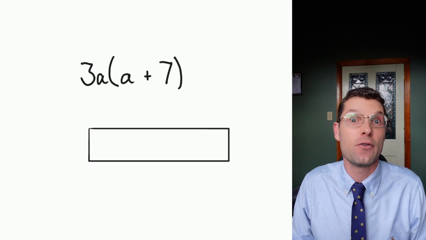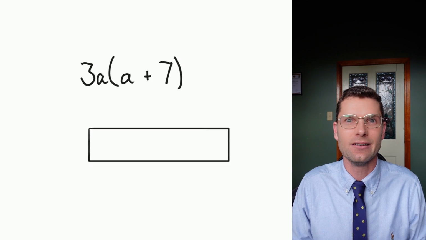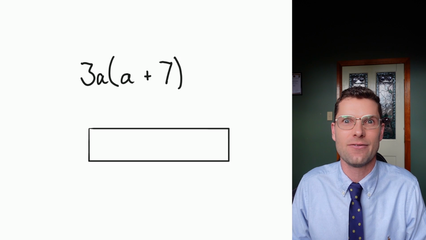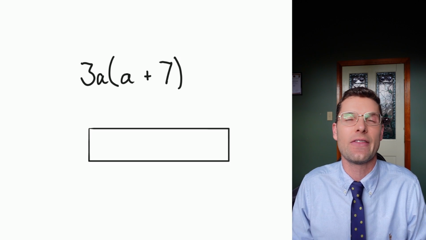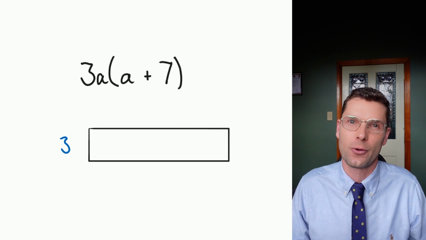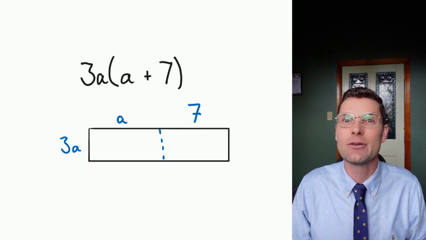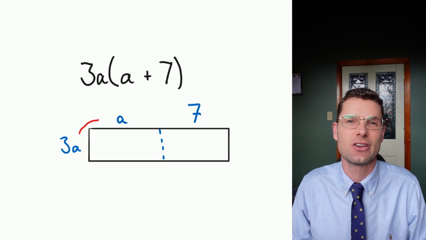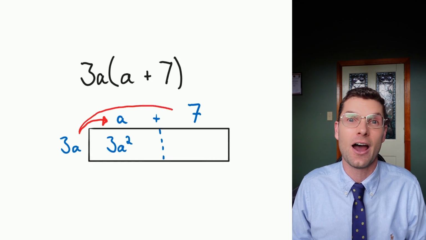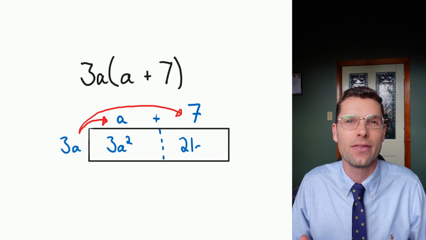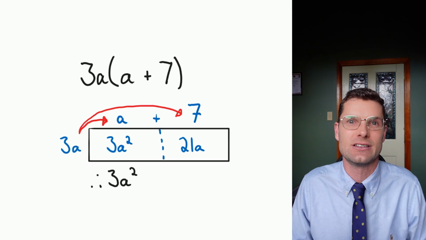And this actually works if you've got a variable out the front as well. So for this example, I've got 3a multiplied by a plus 7. All I've got to do is throw these numbers into the position that they would be on my area model. 3a on one side and a plus 7 on the other. All I've got to do now is multiply each together. So this first rectangle becomes 3a squared and the second rectangle becomes 21a. Then my answer is just 3a squared plus 21a, and you're done.